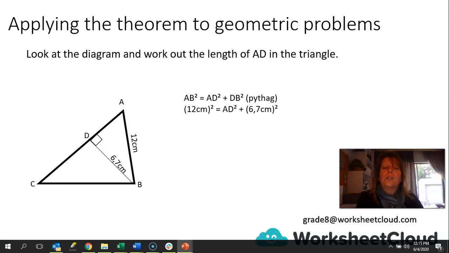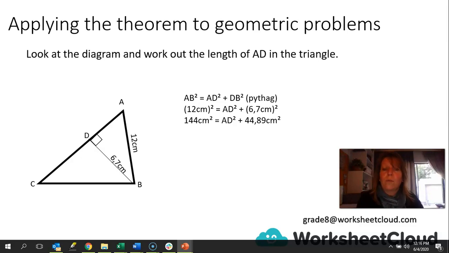Okay, right, 12 centimeters all squared gives me 144 centimeters squared, plus AD squared, which again is our unknown, plus 44,89 centimeters squared, because 6,7 times 6,7 gives me 44,89. And guys, if you also are a little bit worried about whether you are in the right ballpark for your squaring, remember 6 squared is 36, 7 squared is 49. So 44 is between the two, and 6,7 is just over halfway between 6 and 7. So it sounds about right.